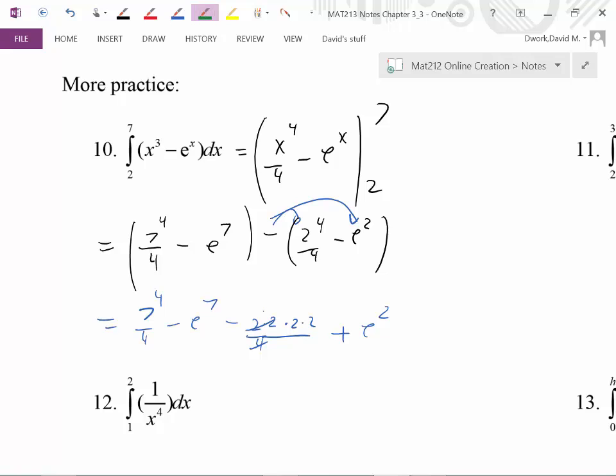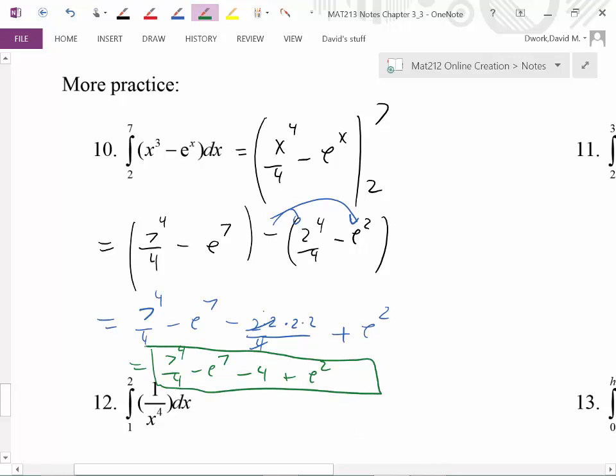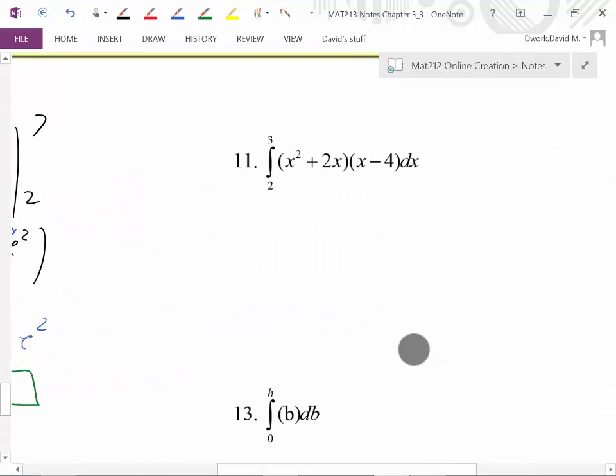So therefore, my final answer that I'm going to leave as is: 7 to the 4th divided by 4, minus e to the 7th, minus 4 plus e squared. All right, and that would be an exact answer. So in Math AS, if they don't say to round, then that's how you would leave it, just like that. I know, ugly, right? All right, so number 11.